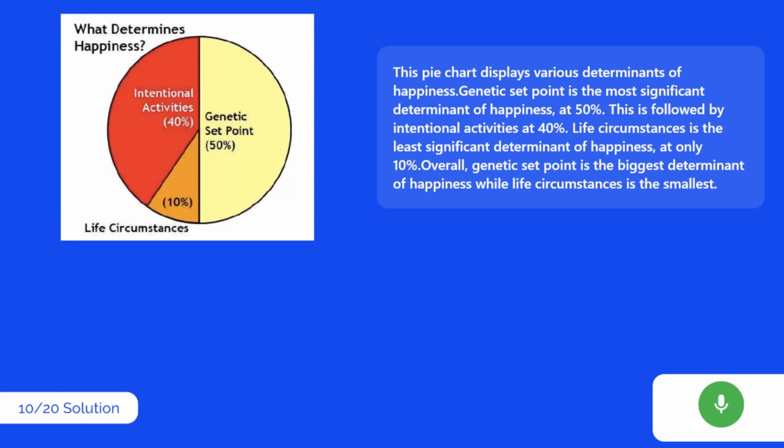This pie chart displays various determinants of happiness. Genetic set point is the most significant determinant of happiness, at 50%. This is followed by intentional activities at 40%. Life circumstances is the least significant determinant of happiness, at only 10%. Overall, genetic set point is the biggest determinant of happiness while life circumstances is the smallest.